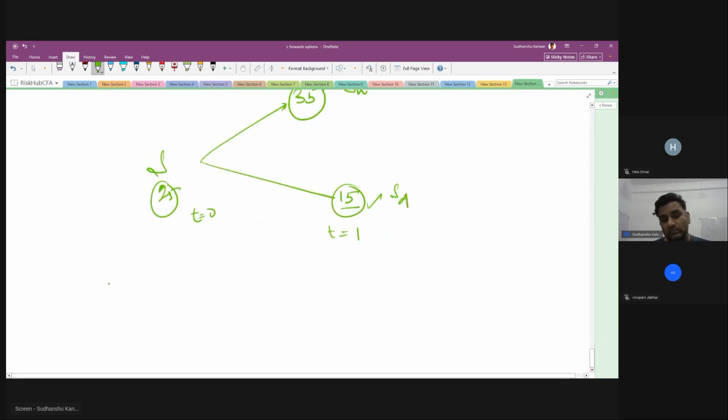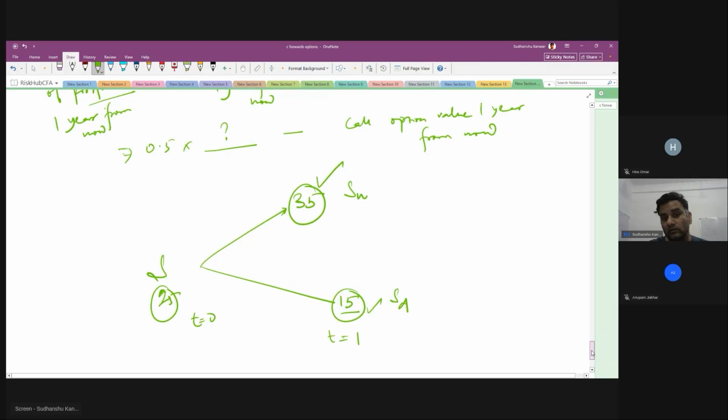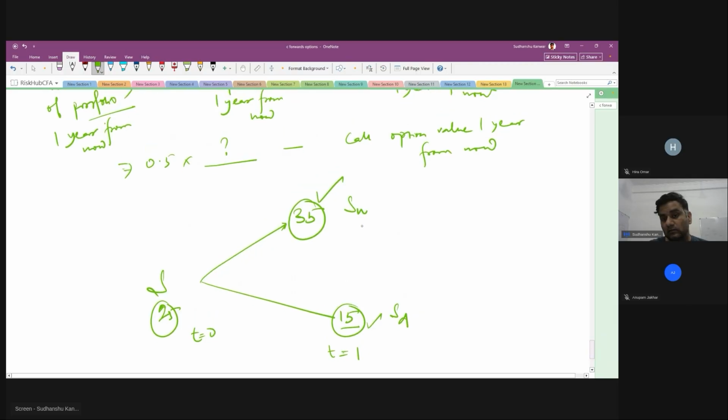So now that I have that, I am pretty happy. If I have to calculate the value at each node, at the up node, it becomes 0.5 into 35, because the price 1 year from now is this. But I still don't have the call option value here, right? What is the call option value? Let's call the nodes A and B. I don't have the call option value at A, right?